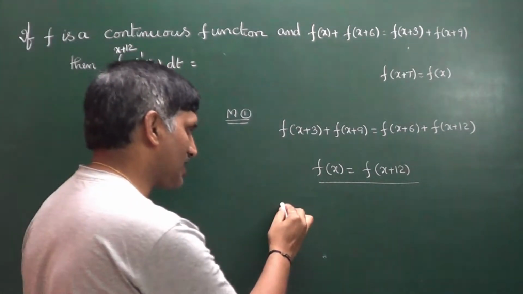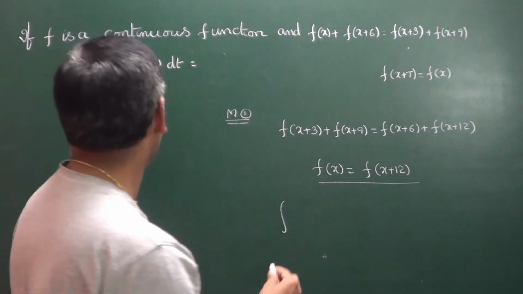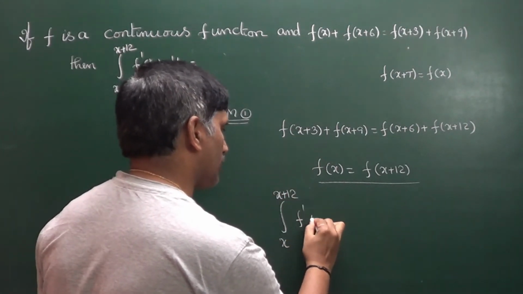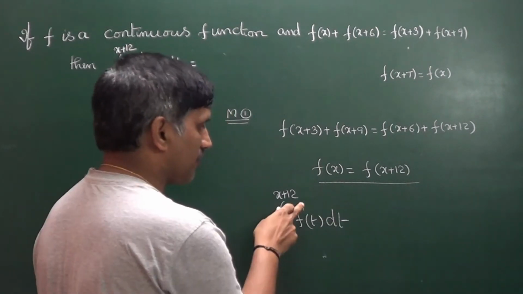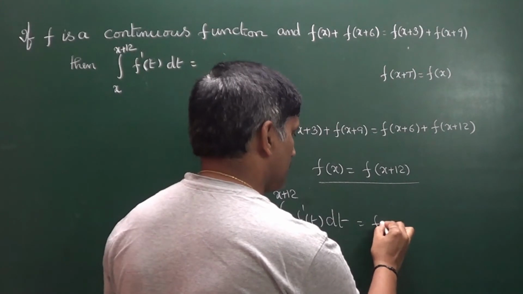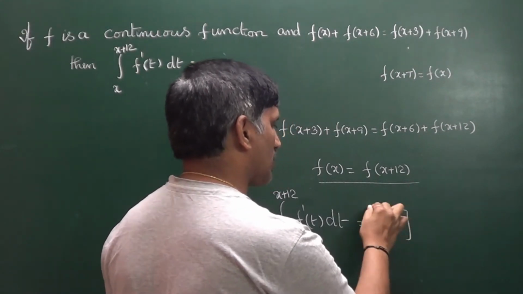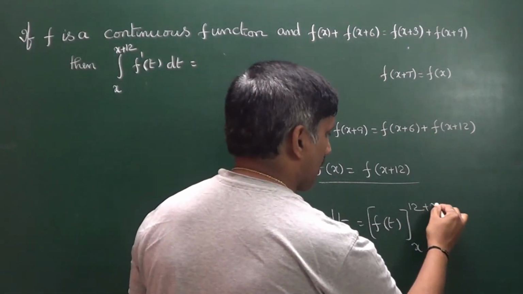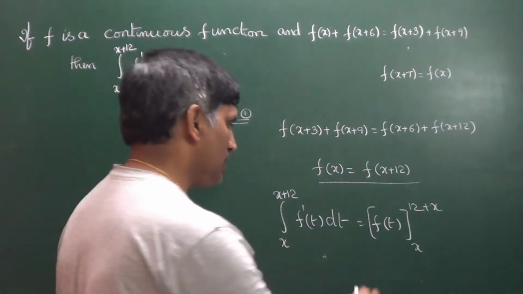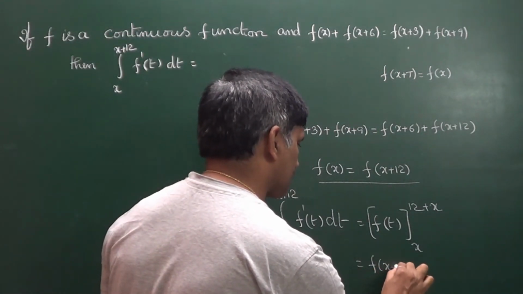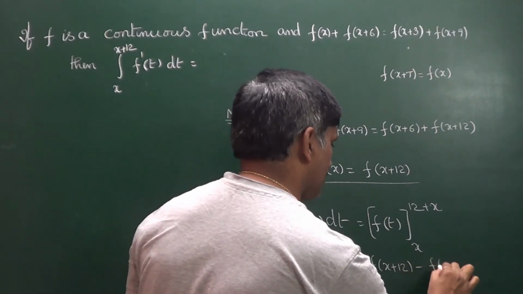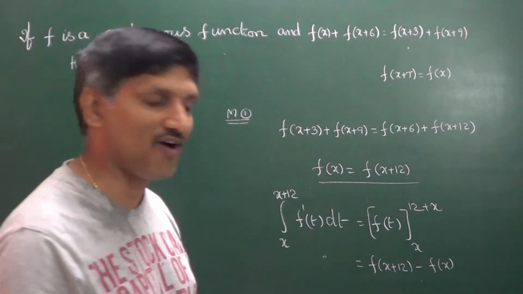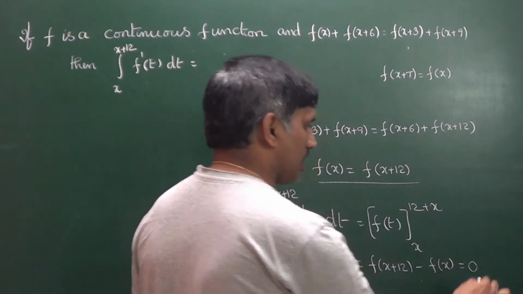But in the question, what he is asking is the integral from x to x plus 12 of f dash of t dt. Differentiation and integration cancel. That means we are getting f of t with the limits from x to x plus 12. Now apply upper limit minus lower limit: f of x plus 12 minus f of x. Just now we got the information that f of x plus 12 is the same as f of x. That's why both are equal, so you will get the answer as 0.